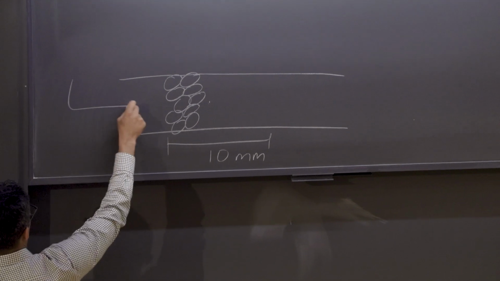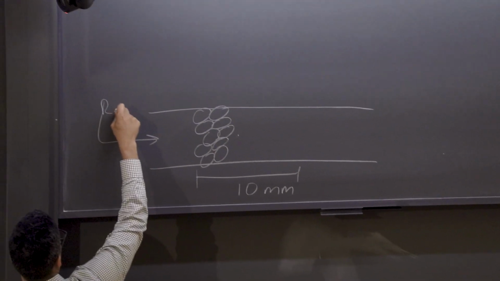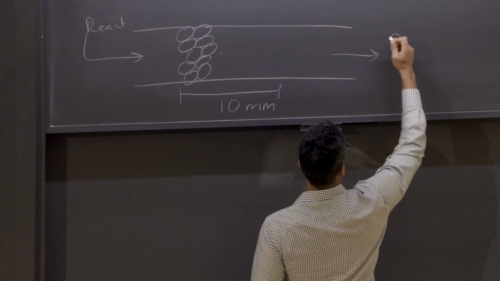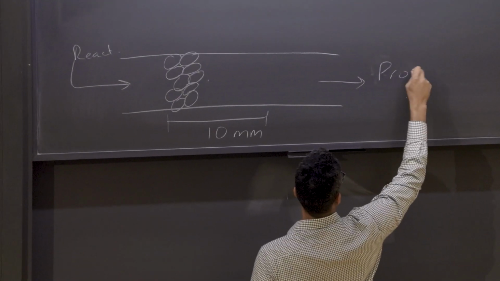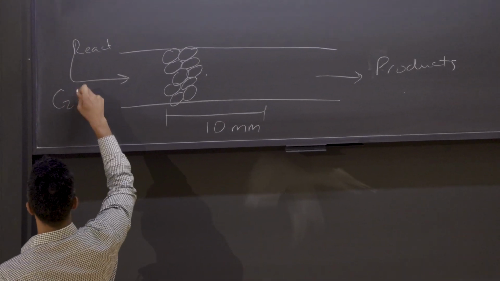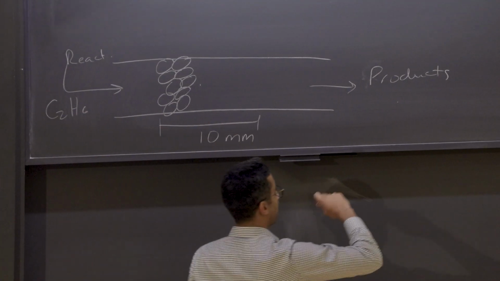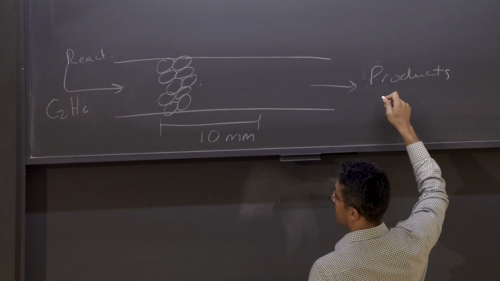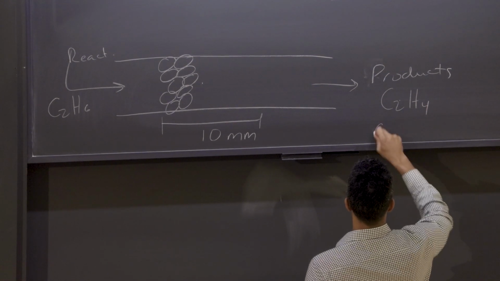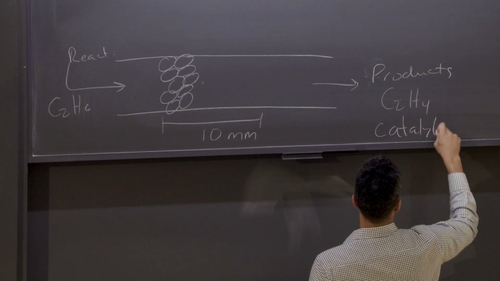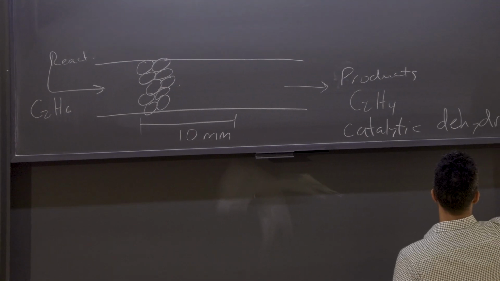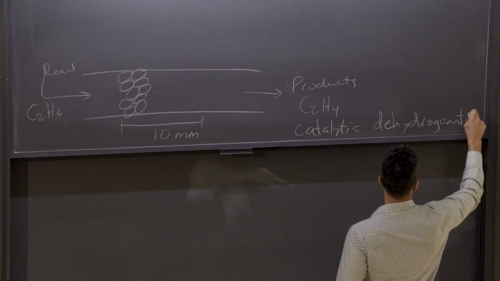You bring in your gas, your reactants. And you measure out here with some GC or something, products. And it could be the same thing. You could have the same thing, ethane, C2H6, and you're using a catalyst, catalytic dehydrogenation reaction. Yeah, this is called a catalytic dehydrogenation. You're removing hydrogen with a catalyst. And you can do it at much lower temperatures than if you did it thermally, if you had a catalyst.